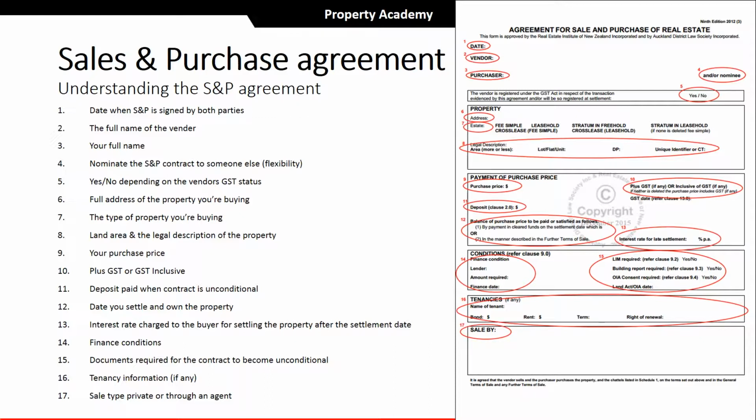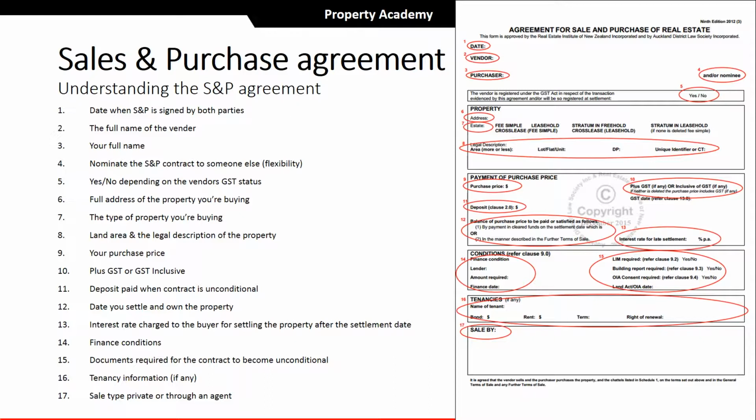Number 2 is the full name of the vendor. So the full name of the vendor is as per the certificate of title. And you can actually obtain this through the lawyer, or if you're buying it through an agent, the agent normally has this information. And you want to ensure the name is the same as what it appears to be on the title, because if you're putting a different name, that means it won't be a binding agreement, or someone has signed where they don't actually have authority to sign. And it may not actually be an individual's name. Sometimes it can be a company name or a trust. So it's very important to copy it exactly as you find on the title as the name of the vendor.